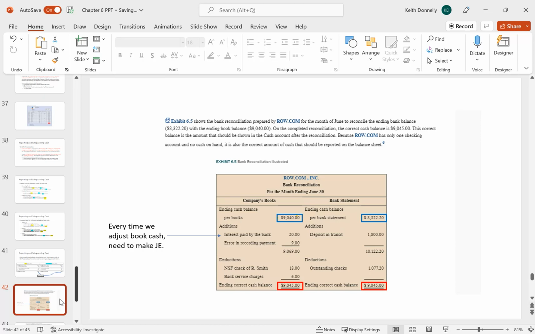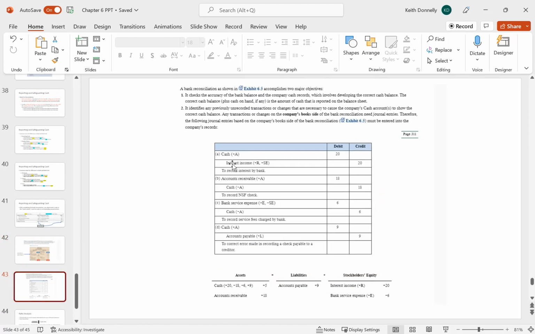This is another example of it, right? You start out different, you make the adjustments, you end up the same. And every time you make these adjustments for the books, you're increasing or decreasing cash, so you've got to do the associated journal entry for it, right? Like debit cash, credit cash.